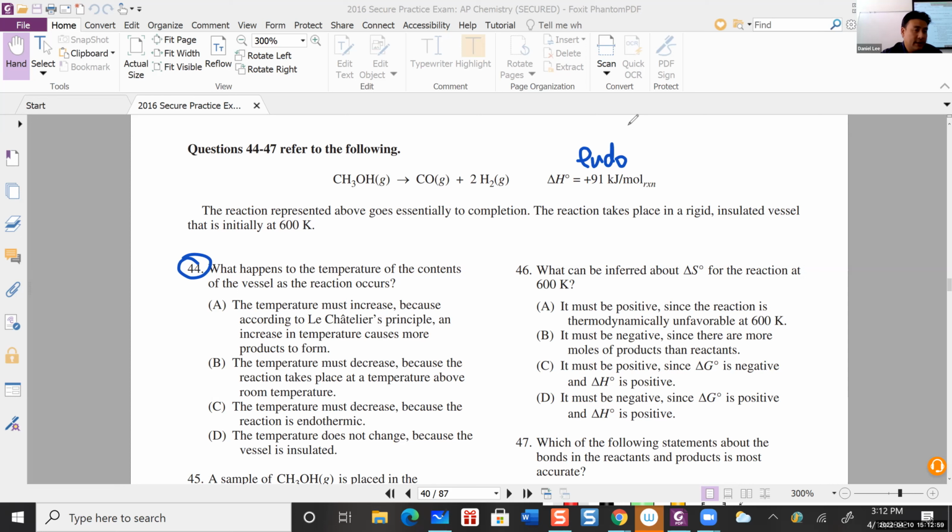Now this is endo, so the contents are going to feel cold. That's why it's cold to touch. Every endothermic reaction feels cooler. An exothermic reaction feels hotter. So the contents are going to feel colder, so the temperature will drop. So for 44, which one says that? Temperature must increase, wrong. Does not change, wrong. So it's either B or C, temperature decreases. Because the reaction is endo, C is the answer, right? That's 44, easy.